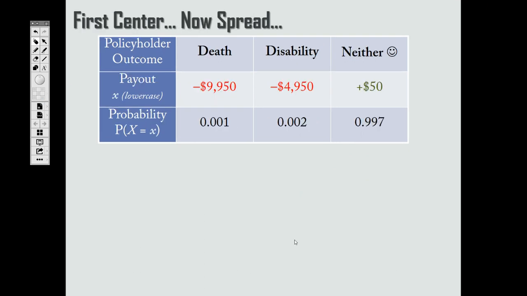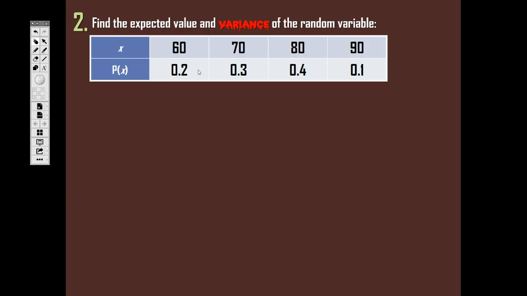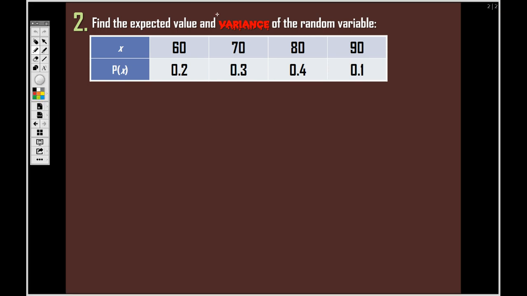Okay, so all those things that we just did. Now, we're going to find the expected value and the variance. I changed this up a little bit from the original note sheet. Expected value and the variance. Now, remember that variance, when we're thinking about this, variance is equal to the standard deviation squared.